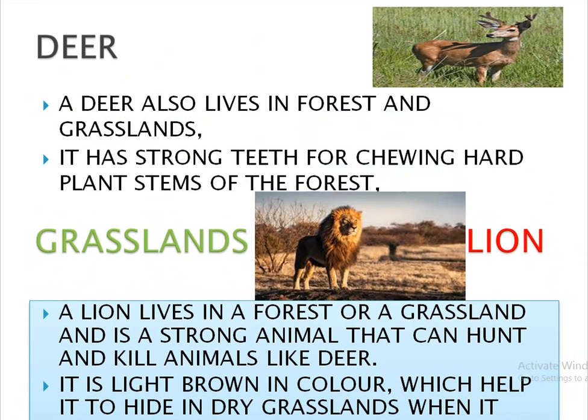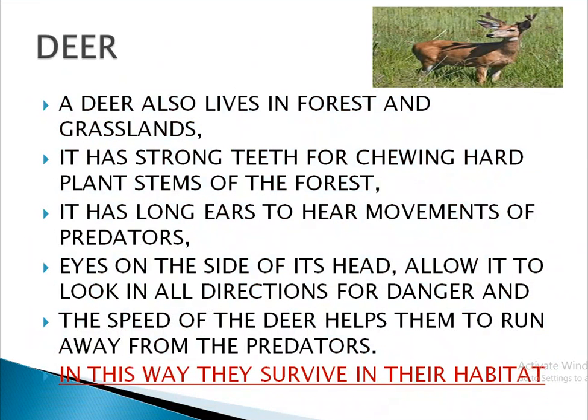And what about deer? The deer also lives in forest and grassland. It has strong teeth for chewing hard plant stems of the forest. It has long ears to hear movement of predators like lion, tiger, etc. And what about eyes? The position of the eyes is not in front of the face, but on the side of its head, which allows it to look in all directions for danger. And the speed of the deer helps it to run away from the predators. In this way, they survive in their habitat.